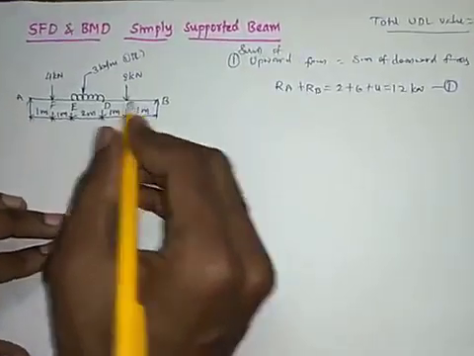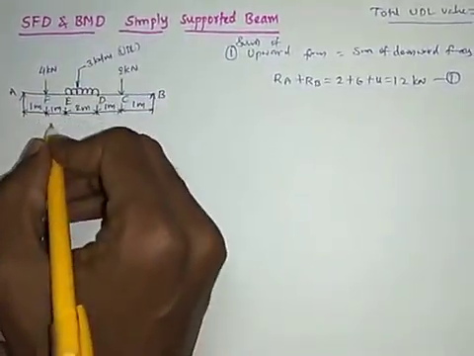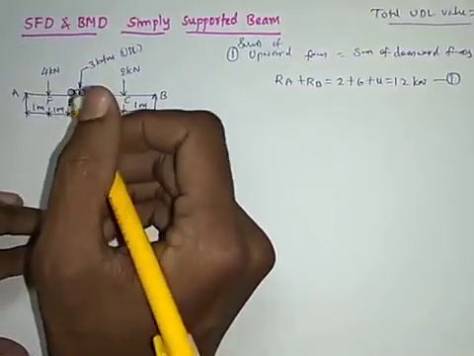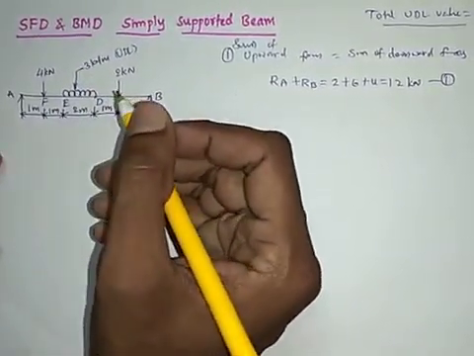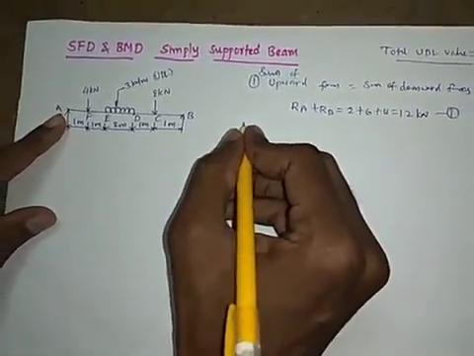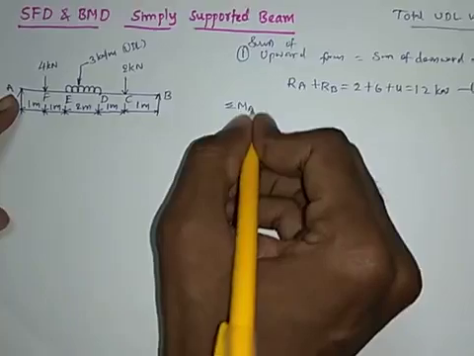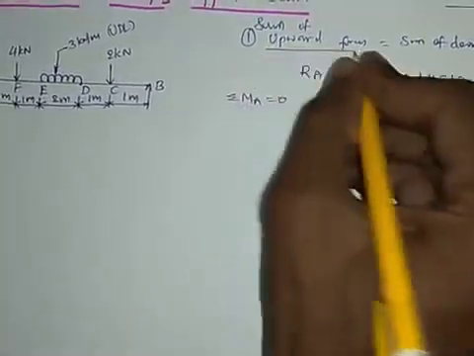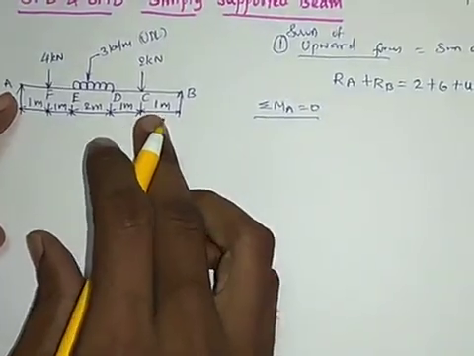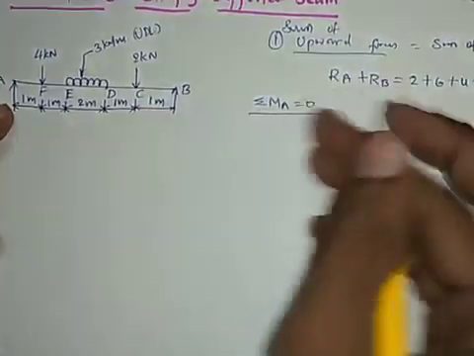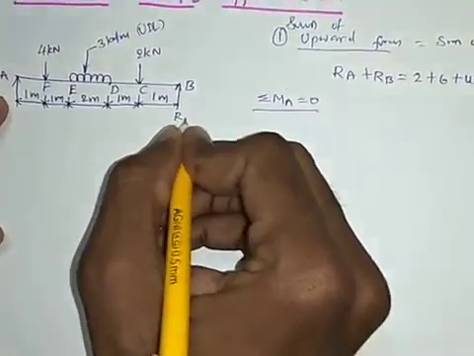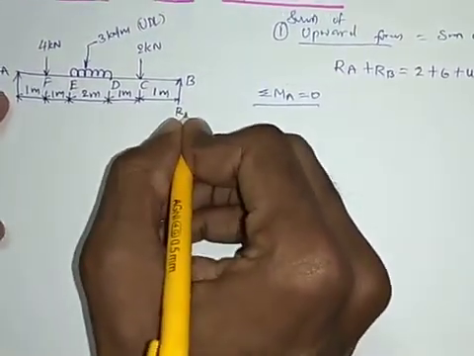And also, to keep the beam in equilibrium, the sum of moments must be equal to 0 about any point. Suppose we take point A here. So find out the moment and equate the sum of moments equal to 0. So these two conditions are to be taken to keep the beam in equilibrium, and these are used to find out the support reactions.